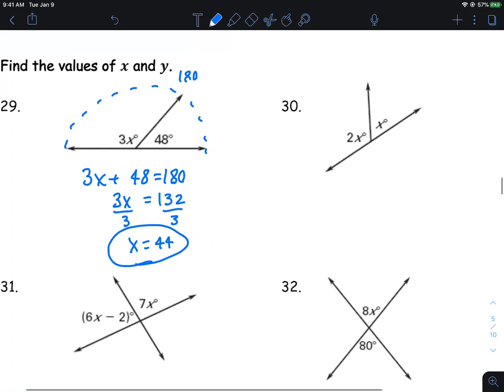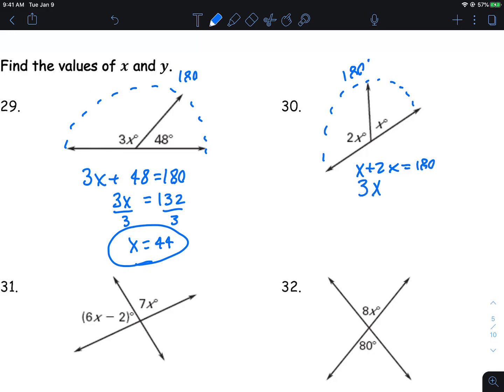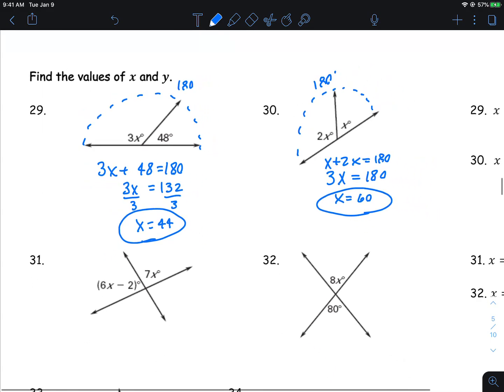Okay, number 30, kind of the same thing. Got two angles that form another linear pair, so they've got to add up to 180. So that's x plus 2x equals 180. You can combine your like terms. That's 3x, and then x after you divide. x is 60. Okay, and that'll be it on that.